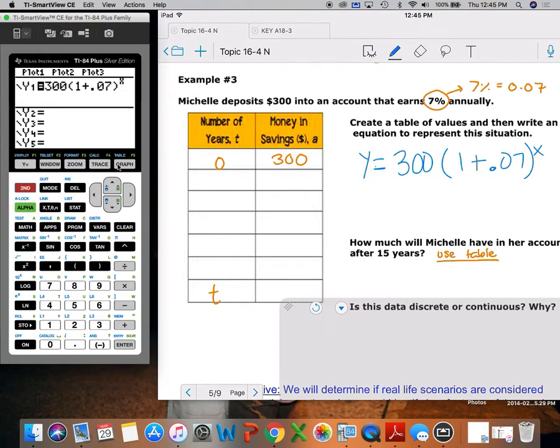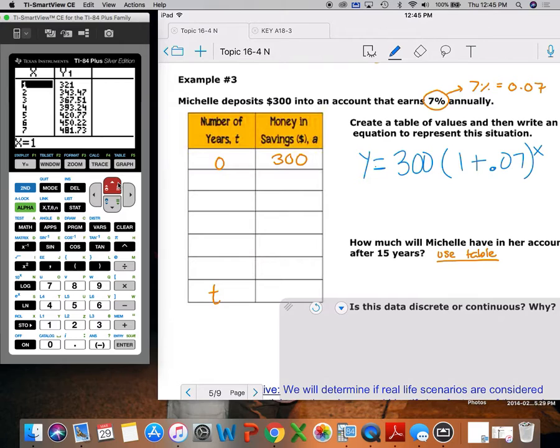Now that I have my equation, I can go to the second table and come up with some points. So I'm going to double check. 0, 300 is already there. So when x is 1, my money is 321. When x is 2, my money is 343. 3 is 368. So we're growing. 4 is 393. And 5 is 421. Okay?